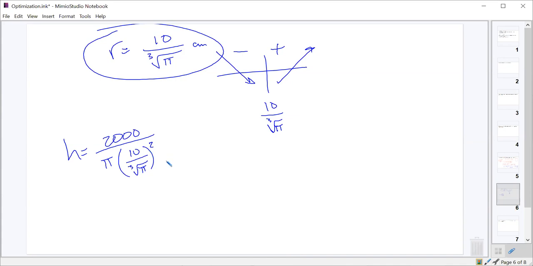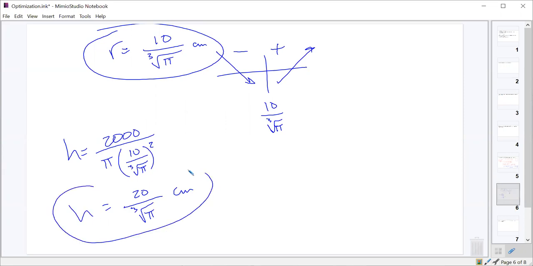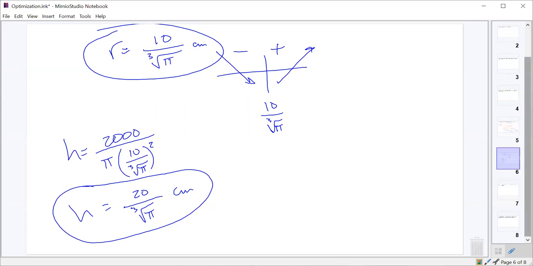And could we simplify that? 10 squared is what? 100, right? So 2,000 divided by 100 is a 20. And then pi divided by pi to the 2/3 is pi to the 1/3, or cube root of pi. Everybody good with that or no? Yeah. Any issues before we move on to another one?